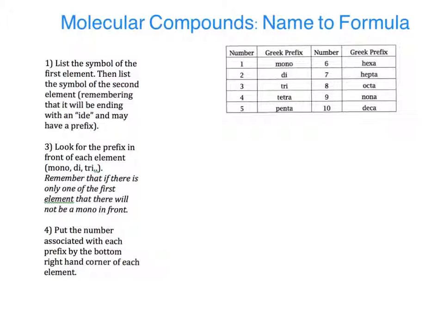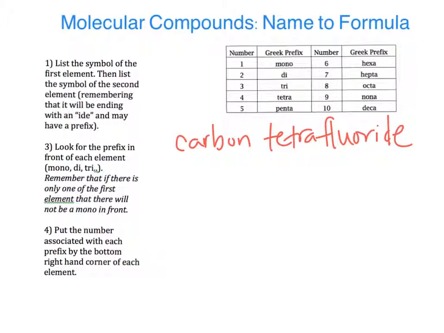All right, so the next example we're going to do is carbon tetrafluoride. Okay, so I see carbon there, I see fluor there. Remember that the ending of that second compound, or second element, has been changed to "ide," so you kind of need to work back for that. So that's fluorine there. So we have C and F. Okay, carbon has no prefix, which means that there's just one, and fluorine has tetra as a prefix, which is 4. It's a CF4.